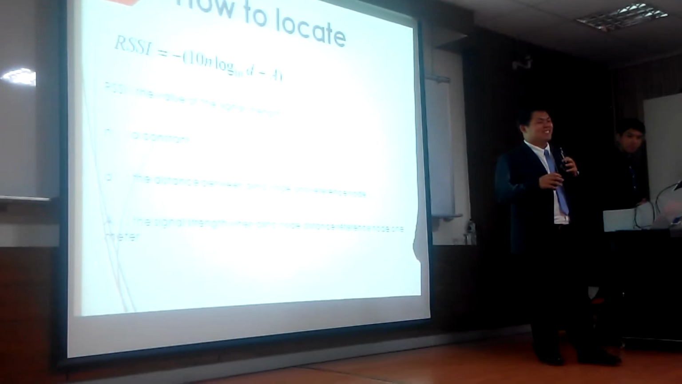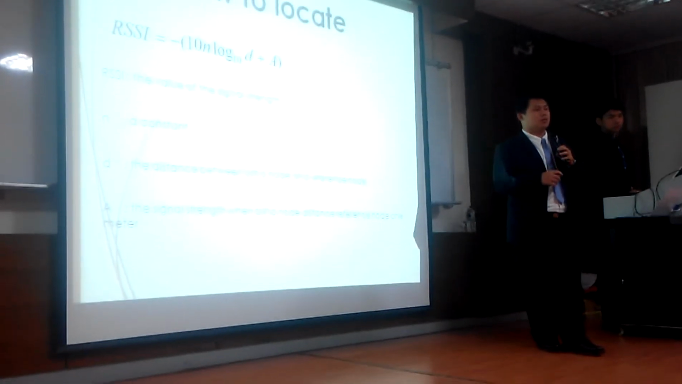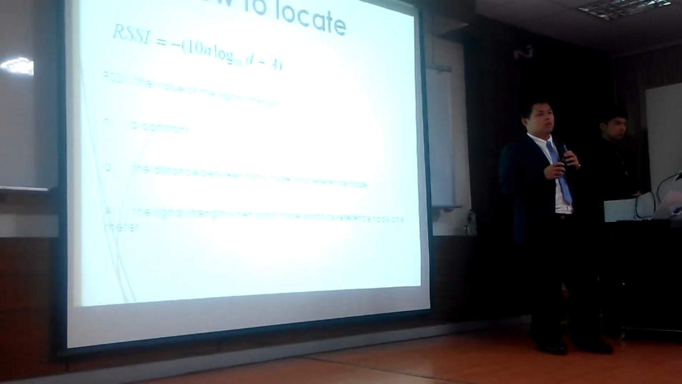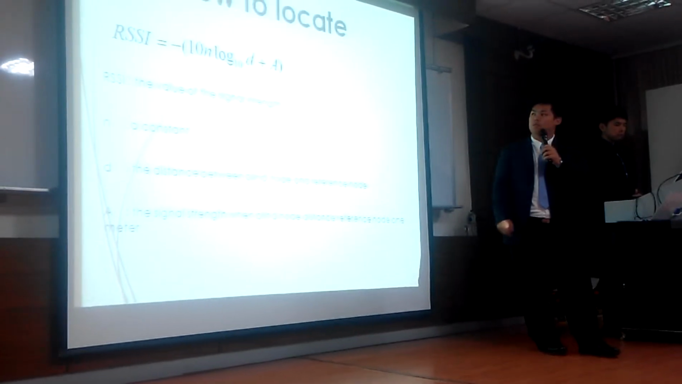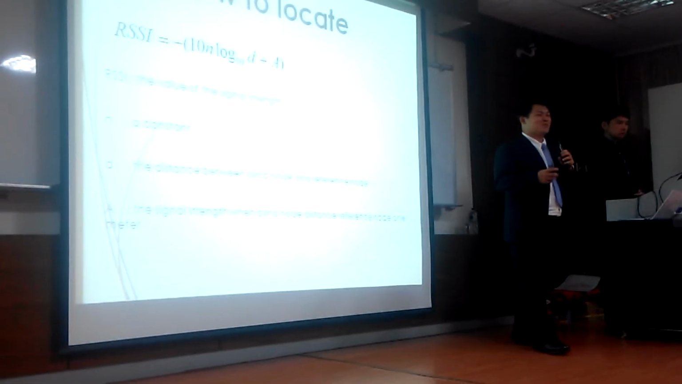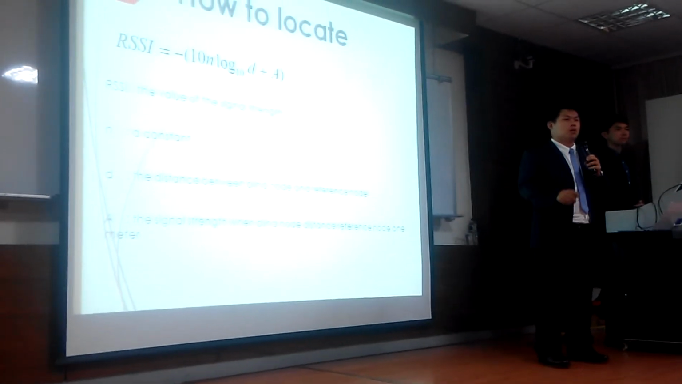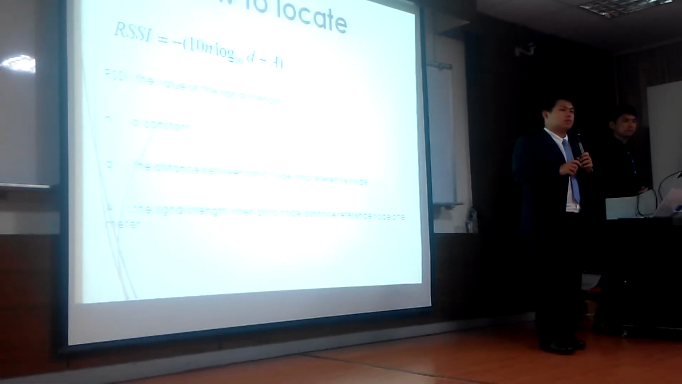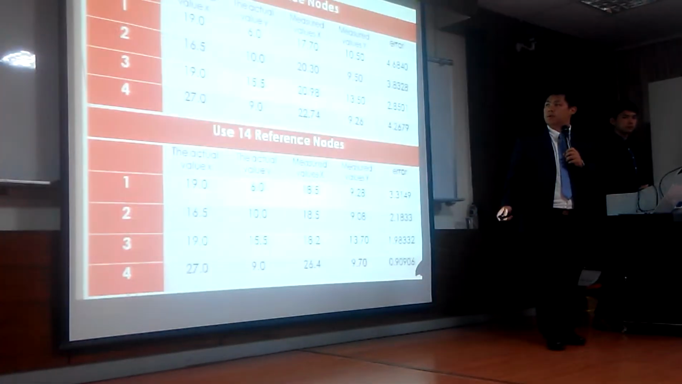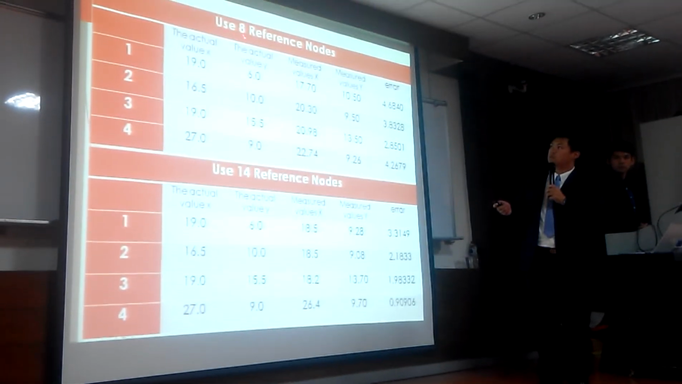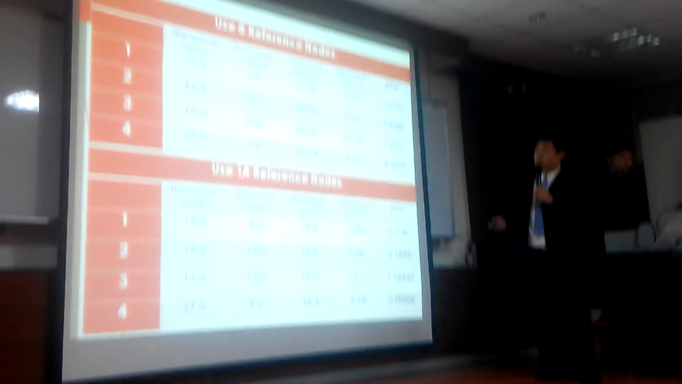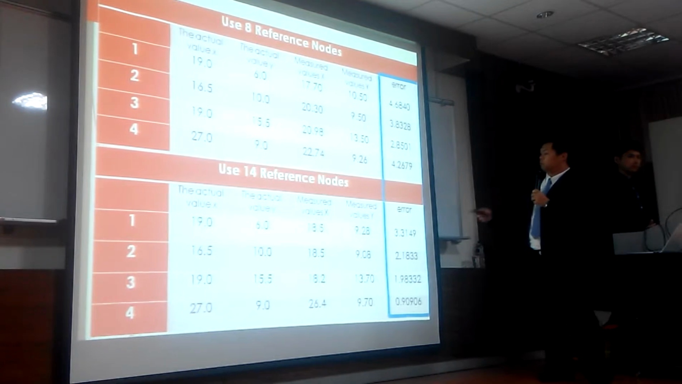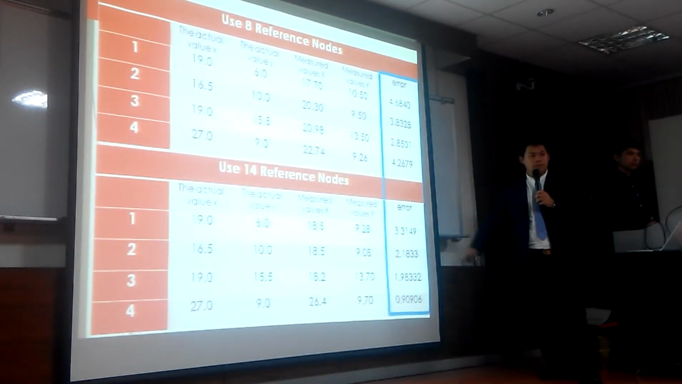blind node is close to the reference node, the RSSI will be big. If the blind node is far away from the reference node, the RSSI becomes small. So we can put in more reference nodes, and we'll get the position more correctly. Here we use 8 reference nodes, and here we use 14 reference nodes. And we can see the error will be smaller.